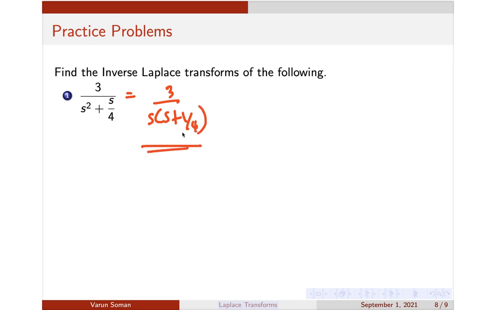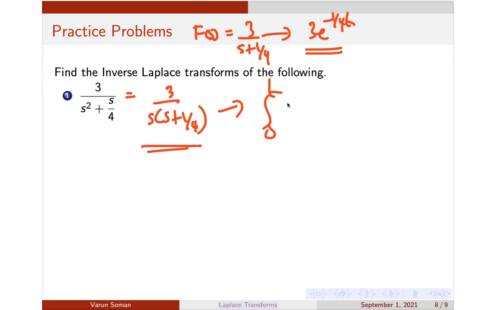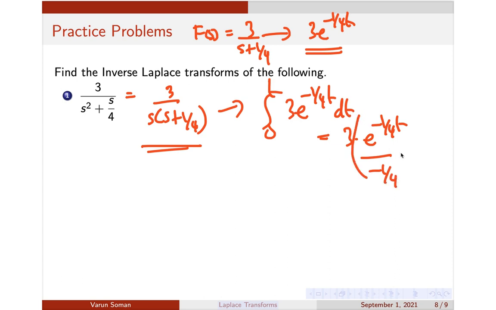Now can you identify your F of s? Your F of s is nothing but 3 by (s plus 1 by 4). What is the inverse transform of that? If you look at the table, it's the transform of e raised to at, so it is nothing but 3 e raised to minus 1 by 4 t. So the inverse transform of this would simply be integral 0 to t 3 e raised to minus 1 by 4 t dt. So please find it out. It is nothing but 3 into e raised to minus 1 by 4 t by minus 1 by 4 in the limits 0 to t.